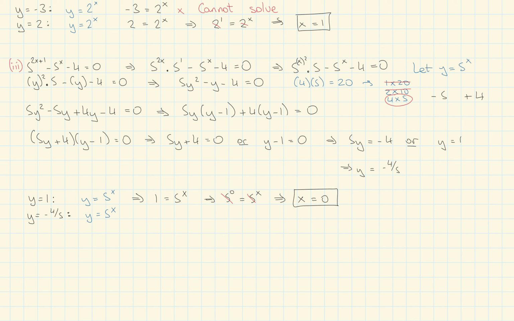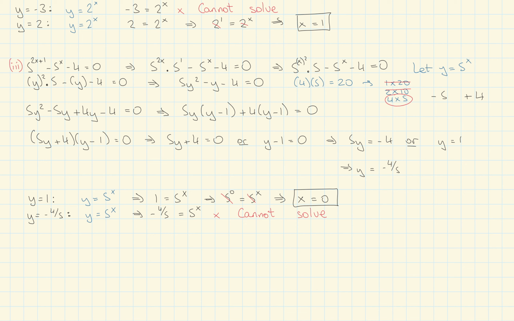And now we check our second case. So we get minus 4 over 5 is equal to 5 to the power of x. And we have no way of rewriting that as 5 to the power of something. So again, we just put an x and we say that we cannot solve. And there's our solution.